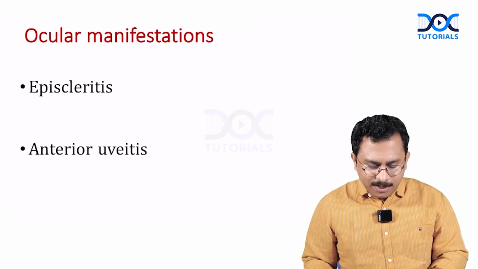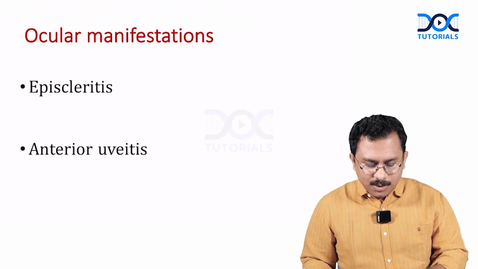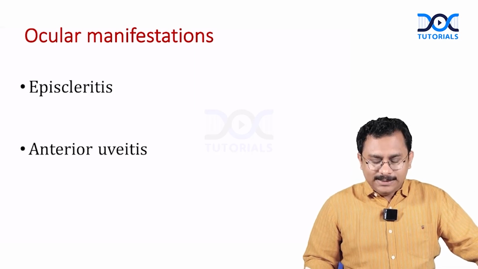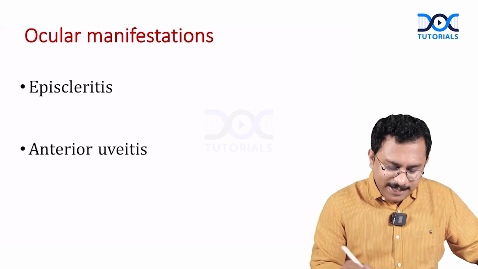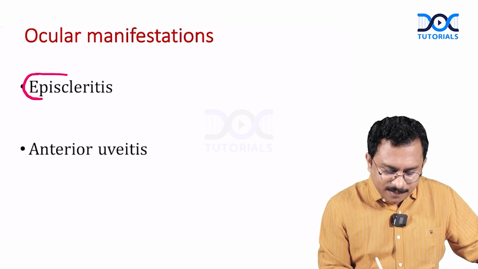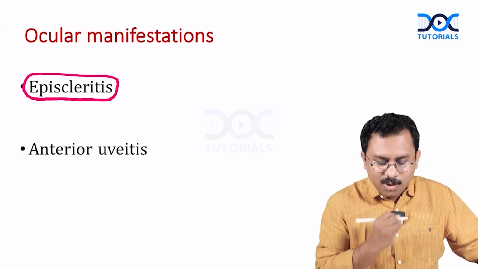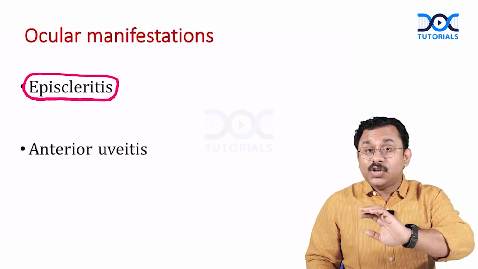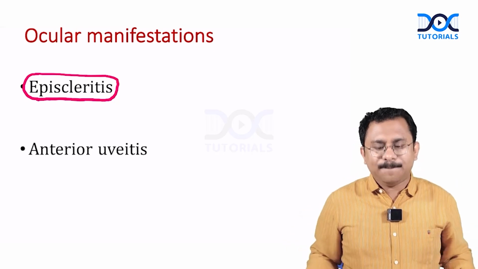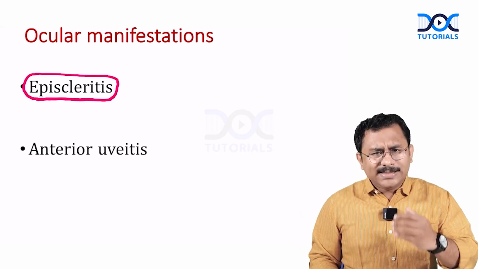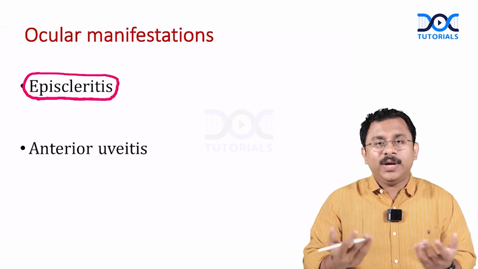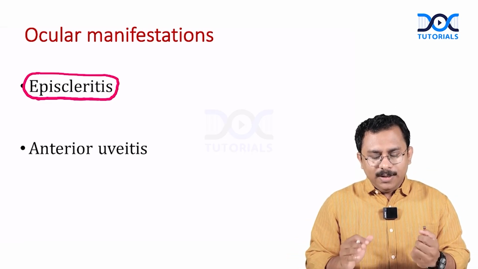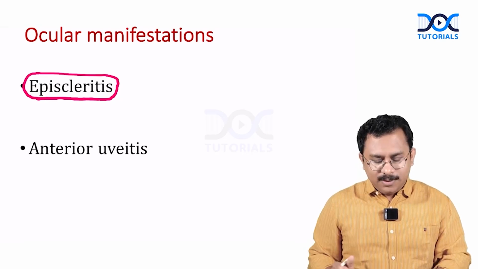Important. Now coming to the ocular manifestations: episcleritis, anterior uveitis. Episcleritis is related to bowel activity, related to the severity of bowel activity. Anterior uveitis is not related to the severity of bowel activity. Okay, this is important. These are potential MCQs. They might ask which of the following manifestations is related to bowel activity. So this is again important, right?